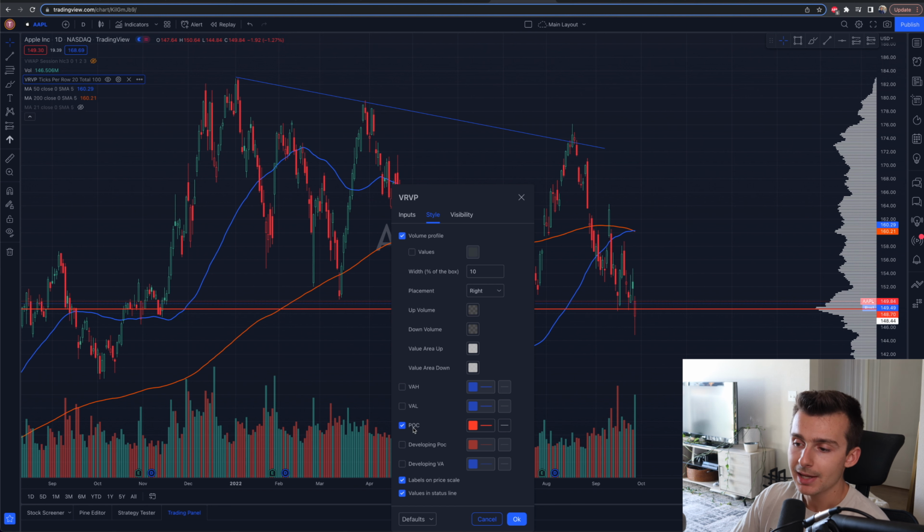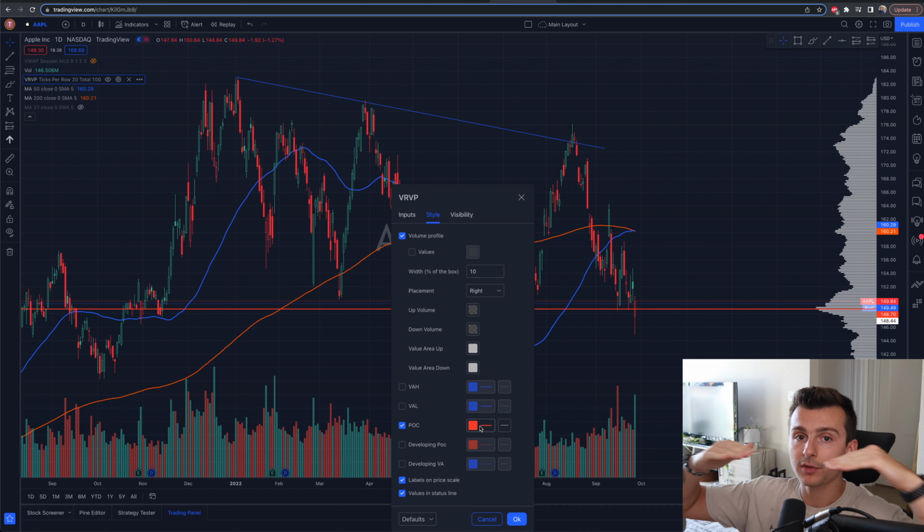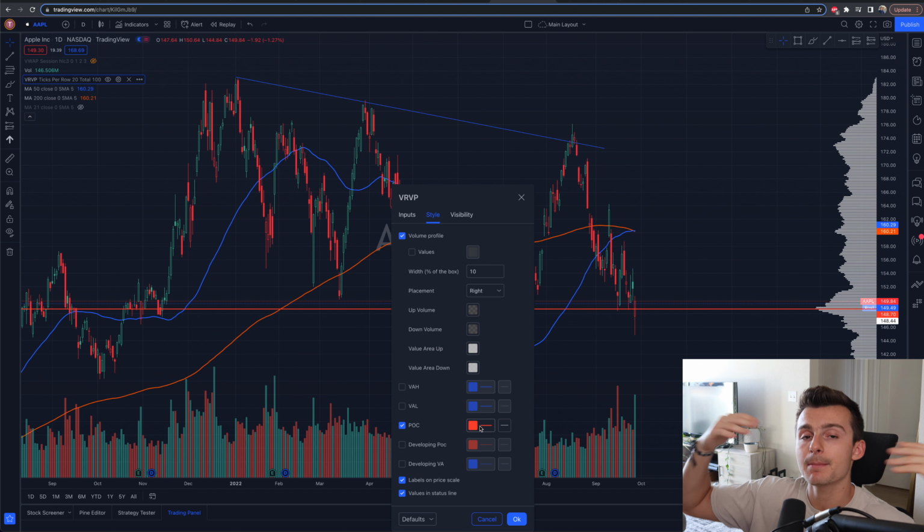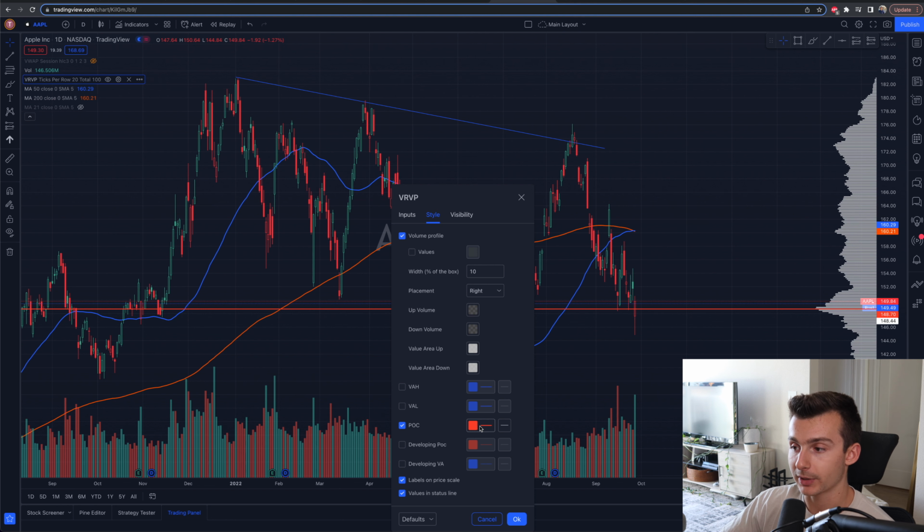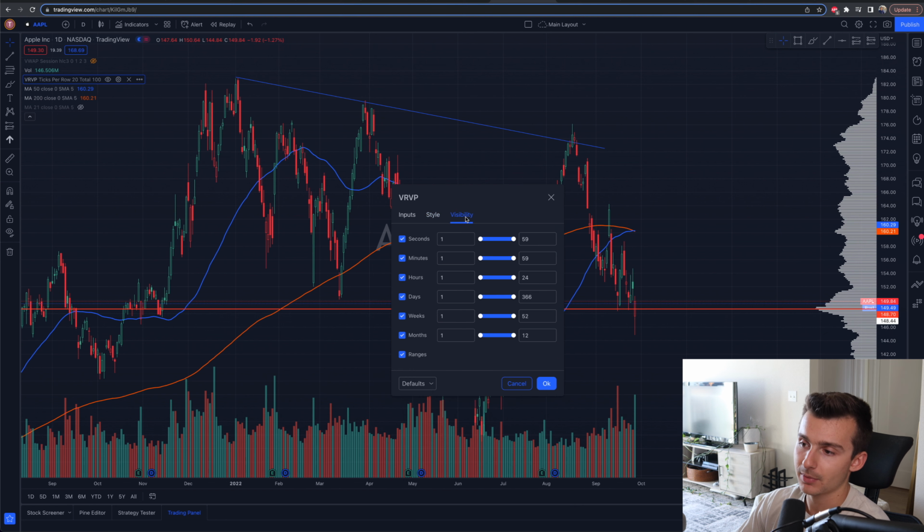Then POC is the volume point of control. That's the red line. The volume point of control is based on the time frame, showing what price point has seen the most volume exchanged, okay? And as we speak, we're actually sitting on Apple, when I'm filming the video, right at that spot, okay? I have labels on the price scale and values in the status line selected, and then visibility. It comes down to the selection right here.